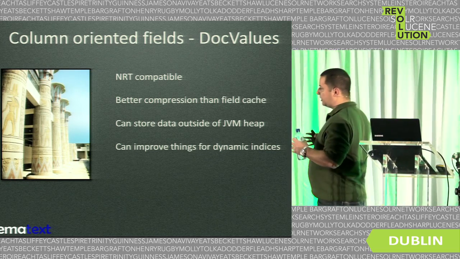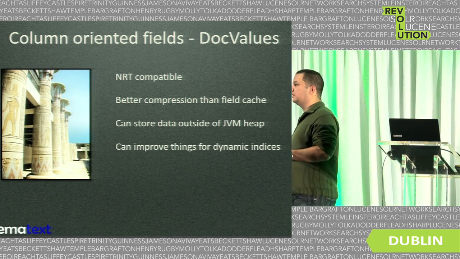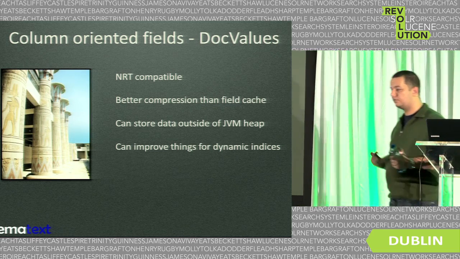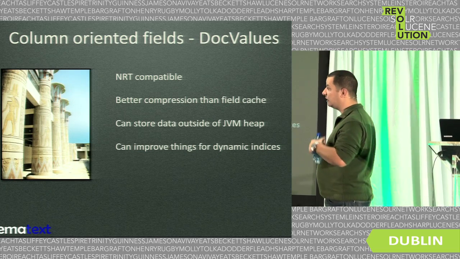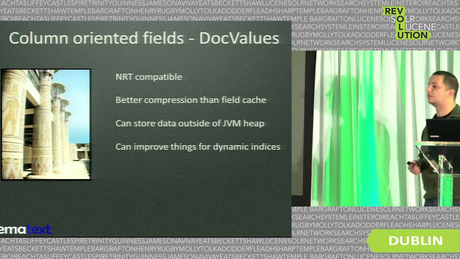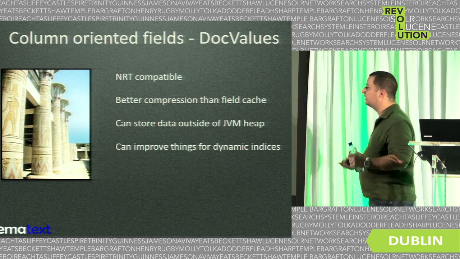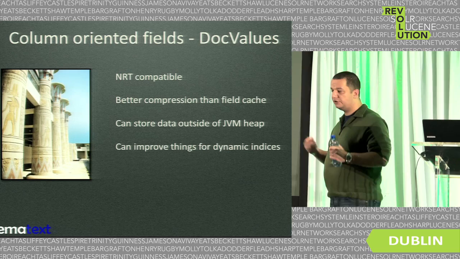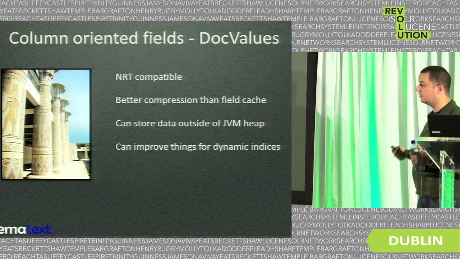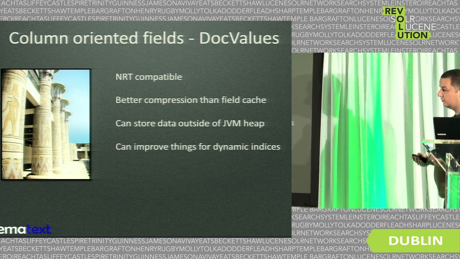Sometimes when you have a very big amount of data and your data changes rapidly, your faceting can't keep up, for example, because it needs to uninvert the index. That's why Lucene introduced DocValues, column-oriented fields that are near real-time compatible. They are better cached and better compressed than the field cache.